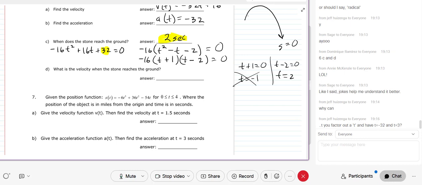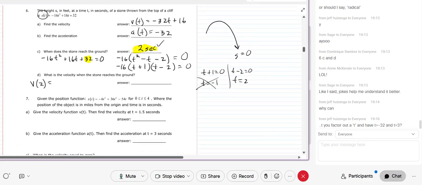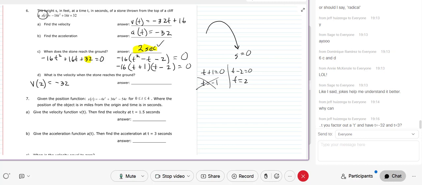The next problem says, what is the velocity when the stone reached the ground? So that means you need to find v of 2. The answer to part C was it took 2 seconds to reach the ground. So your velocity is negative 32t plus 16. So you're going to work out negative 32 times 2 plus 16. So that will be negative 64 plus 16. And that works out to be negative 48.